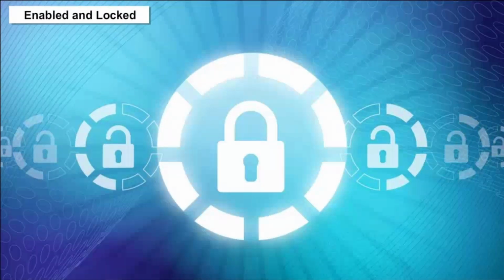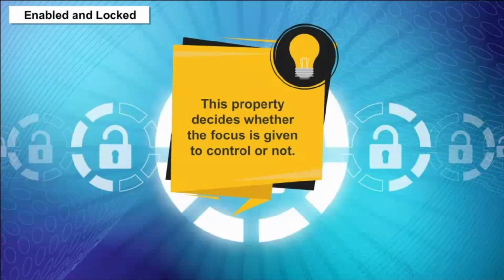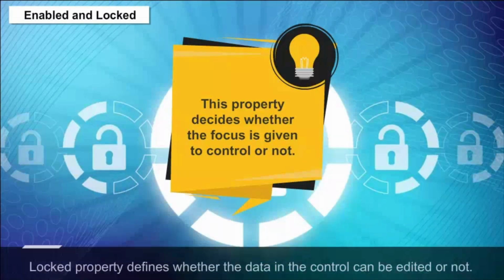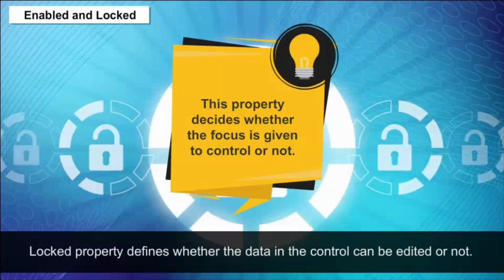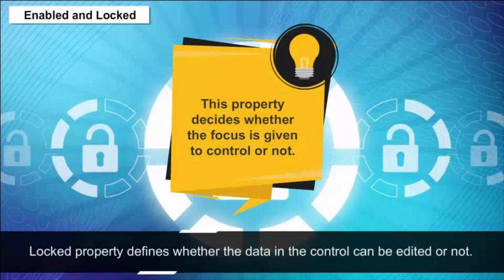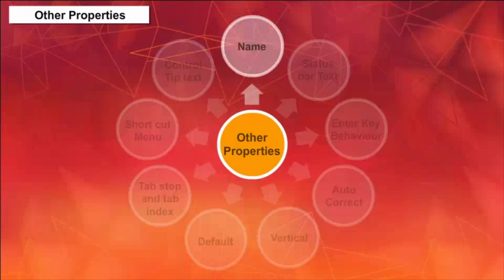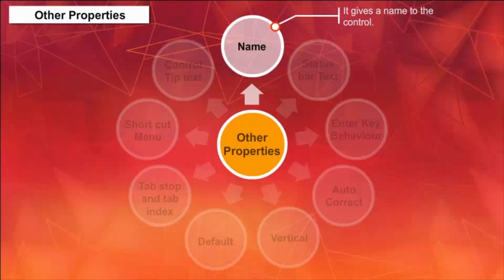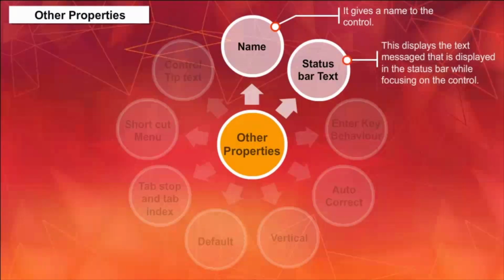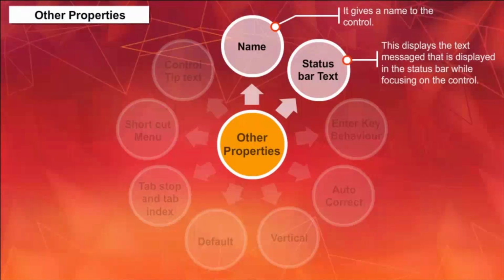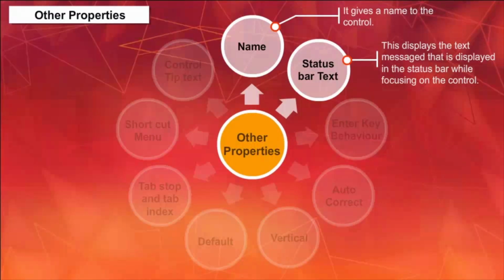Enabled and locked. This property decides whether the focus is given to the control or not. Locked property defines whether the data in the control can be edited or not. Other properties. Name. It gives a name to the control. Status bar text. This displays the text message that is displayed in the status bar while focusing on the control.